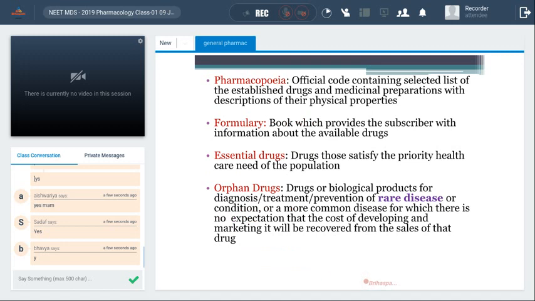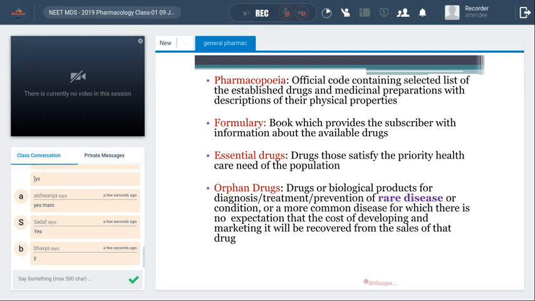Right. Then we have something called pharmacopoeia. These are all books which contain information about the drugs. It's very, very simple. We have two things: one is pharmacopoeia, the other one is formulary. Pharmacopoeia contains every detail including physical and chemical properties of a drug.